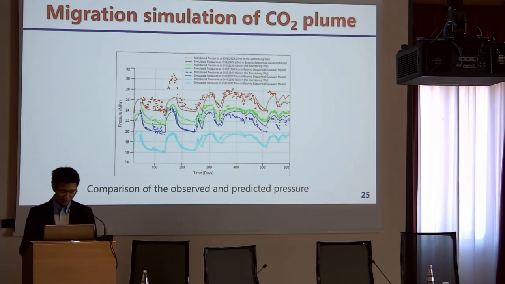Here the simulated pressure changes, shown by the solid lines, are compared with the observed data shown by the dashed lines. The match validates our model. This accuracy is important for the prediction.